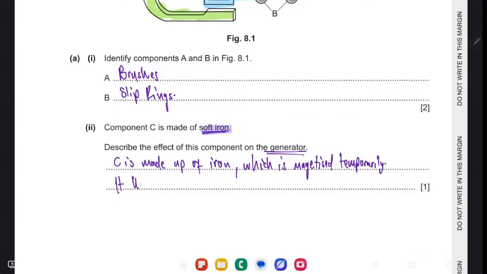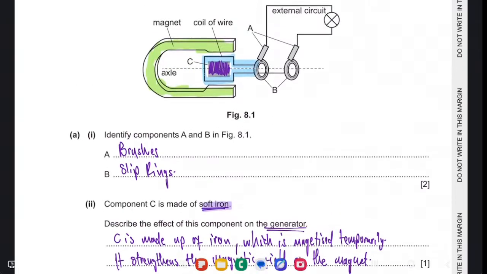It helps or it strengthens the magnetic field of the magnet. It strengthens the magnetic field of the magnet. That's the only reason we would put something inside our coil, or else we would never do that.